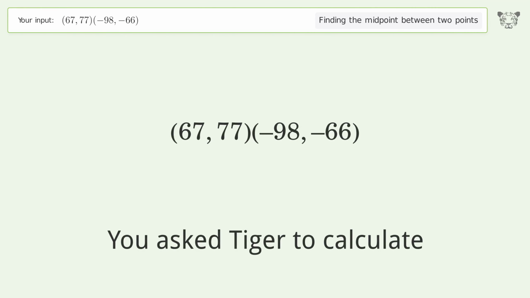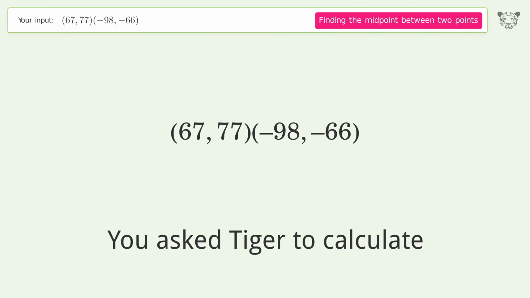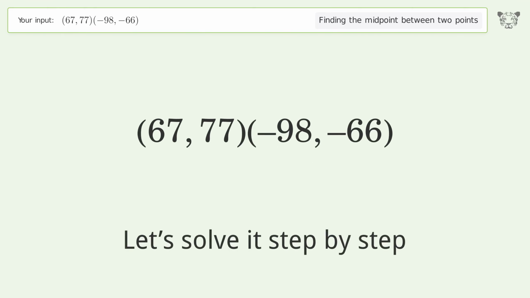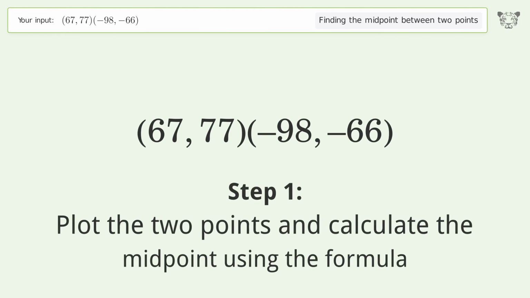You ask Tiger to calculate. This deals with finding the midpoint between 2 points. The midpoint between the 2 points is negative 15.5, 5.5. Let's solve it step by step. Plot the 2 points and calculate the midpoint using the formula.